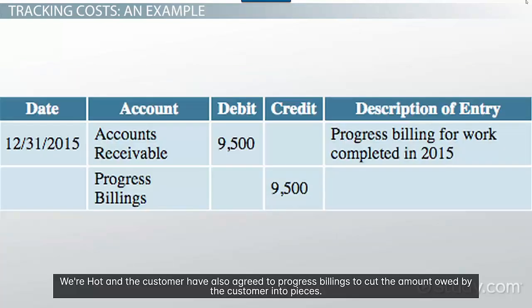We're Hot and the customer have also agreed to progress billings to cut the amount owed by the customer into pieces.